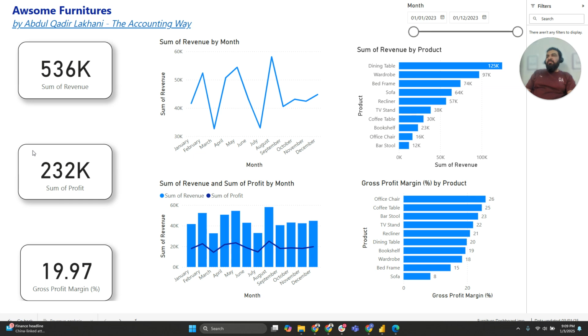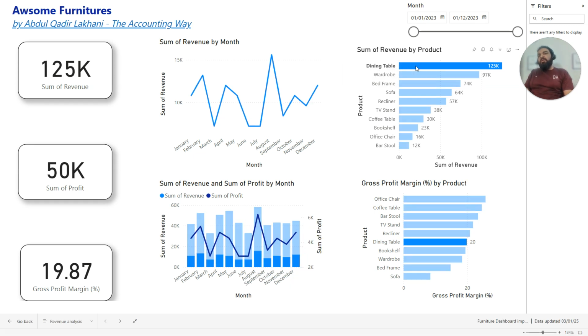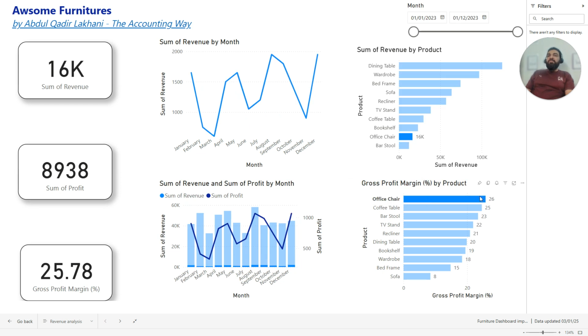So here we have the revenue number, this profit number, the gross profit margin percentage. The core important thing is the listing of products by revenue. So we can see we have highest revenue from dining table, which is around 125k. When I click on it, we see that we are earning 20%, which is an average margin we are earning. However, we have other products where we have a higher gross profit margin as well. Like for example, in office chairs, we have a 26% margin. However, the revenue is only 16,000.